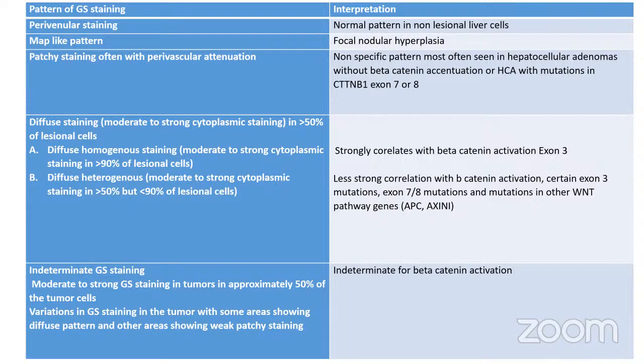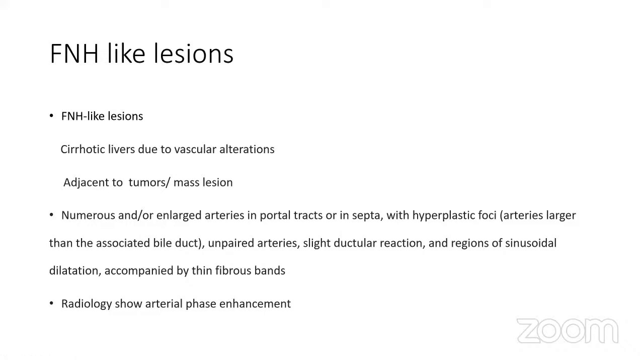So again, if you have this diffuse heterogeneous staining in an adenoma, you would probably need molecular profiling to get to a diagnosis. Intermediate glutamine synthetase staining is moderate to strong glutamine synthetase staining in approximately 50% of the tumor cells, and this is indeterminate for beta-catenin activation.